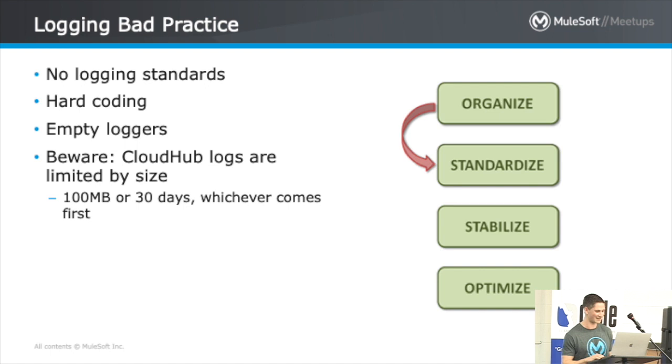Hard coding. Hard coding is okay sometimes. I think hard coding an informative message is okay at certain points within your code. But let's say you're hard coding a flow name, for example, and then you go and change that flow name, but it's in 100 different loggers, you have to go to 100 different locations to change that. So try to stay away from hard coding as much as possible. Use those variables, use the MEL expressions.